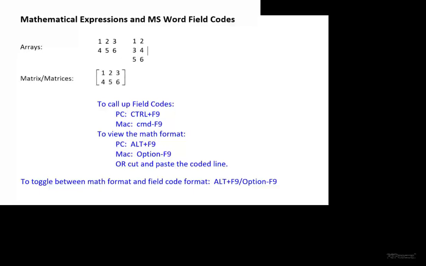Now to create a matrix. Call up the field code brackets, EQ space backslash B, which we think stands for bracket, backslash BC, which we think means brackets on both sides of the matrix, backslash, and then we'll use a square bracket. We can also use parentheses or braces, or any other character for that matter.